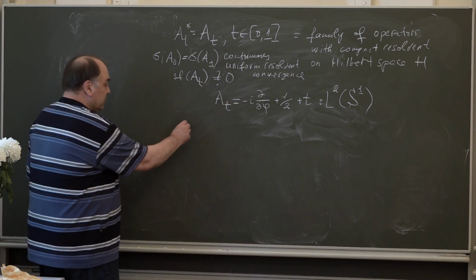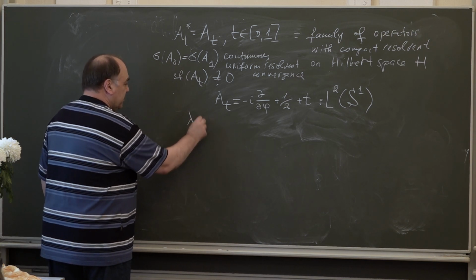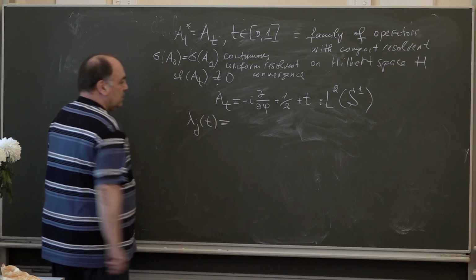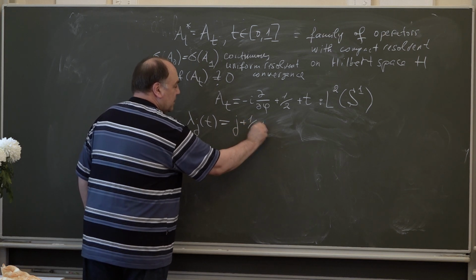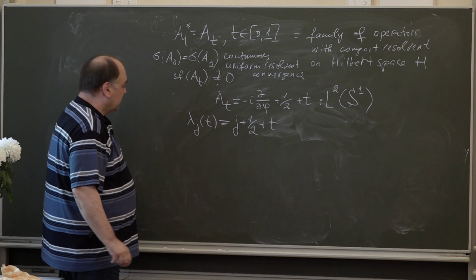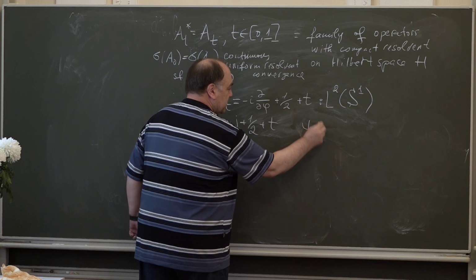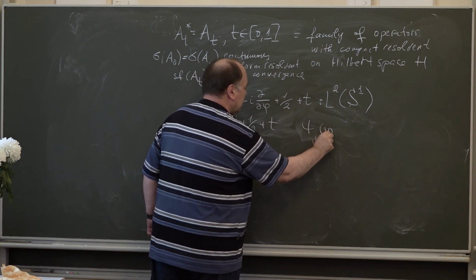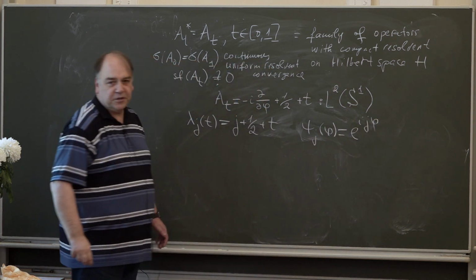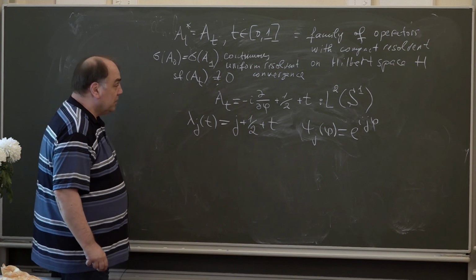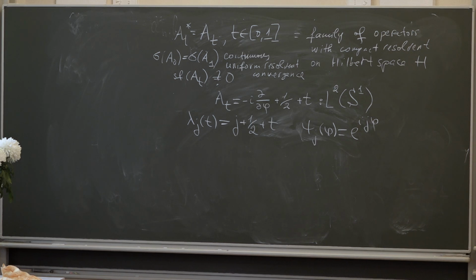Well, then the eigenvalues, of course, lambda_j of t, are equal to j plus 1/2 plus t. The corresponding eigenfunctions are psi_j, just the exponentials. Well, and the picture of the spectrum will be as follows. Let me draw it here.